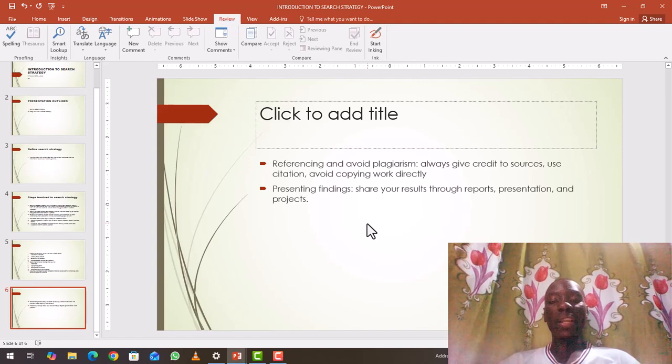We talk about plagiarism. This is false use of someone's ideas as your own information. So you need to avoid it, always give credit to sources, use citations, and avoid copying work directly. And then the last thing is presenting findings by sharing your results through reports, presentations, and projects. So this is basically the basic introduction to search strategy.